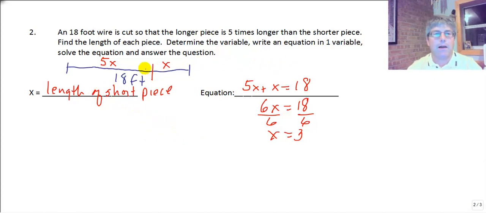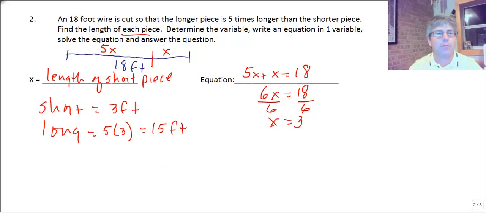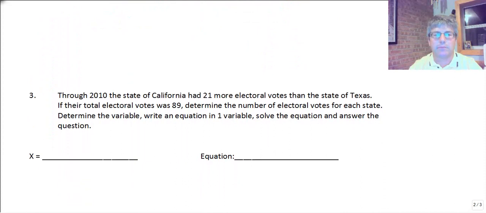Okay? Find the length of each piece. So each piece, the short piece equals 3 feet, and the long piece, which is 5 times greater, is 5 times 3, or 15 feet. And 3 plus 15 is 18, and so that makes up our whole 18 feet. So those answers make sense, and we can move on to sample problem 3.